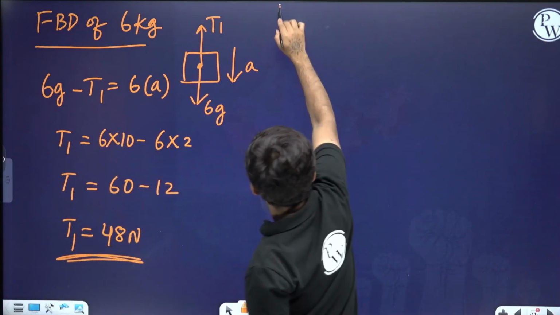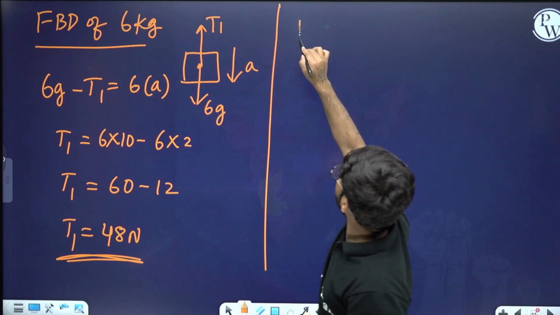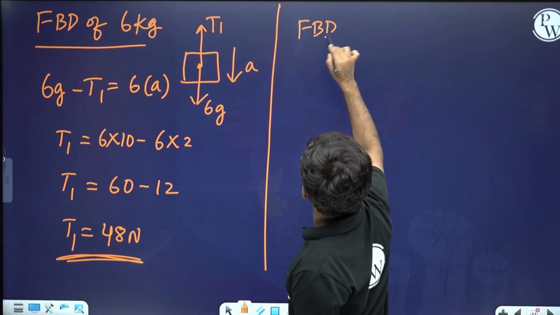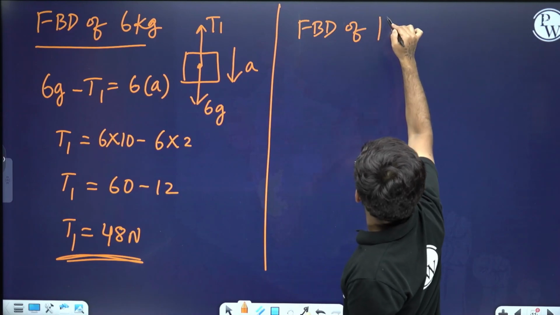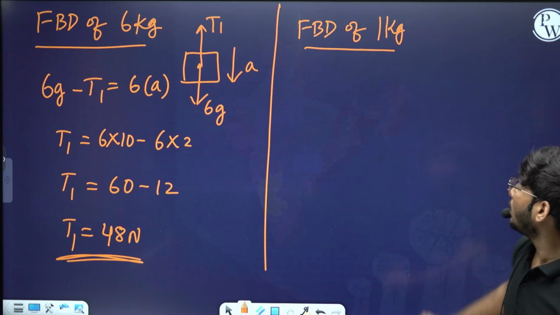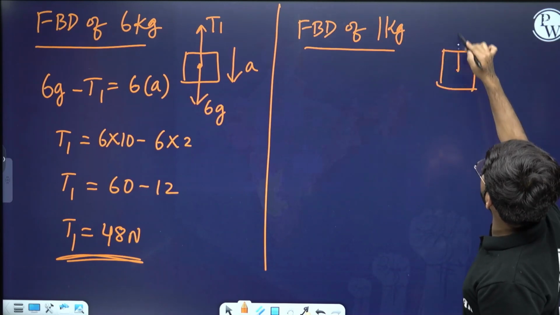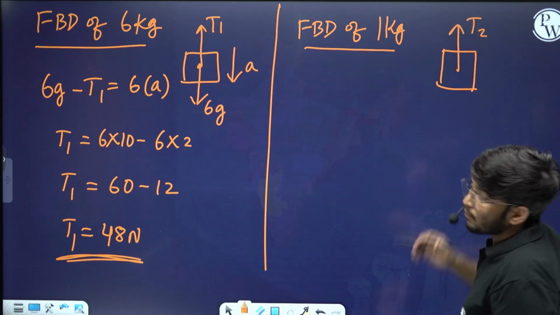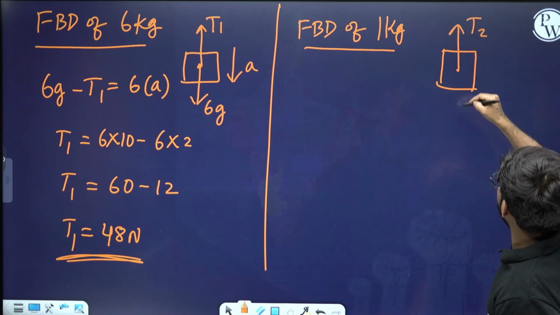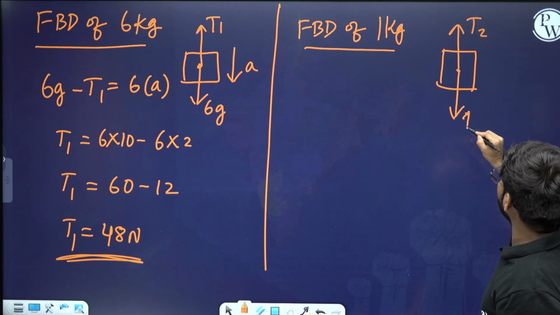Then how do I calculate T2? I write the FBD of 1 kg. Why not 3 kg? I'll tell you why not 3 kg. I am drawing the FBD of 1 kg. Observe here: T2 is acting upwards. T2 is pulling the 1 kg up and its weight is pulling it down, right? Which is 1 into g.